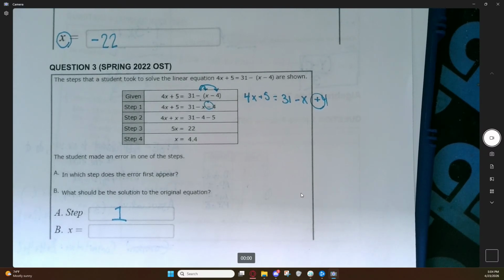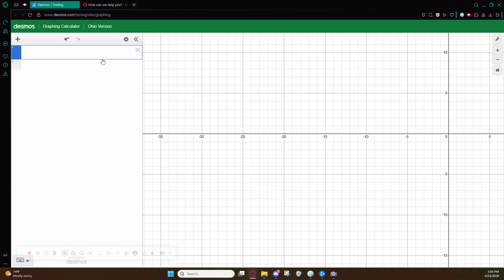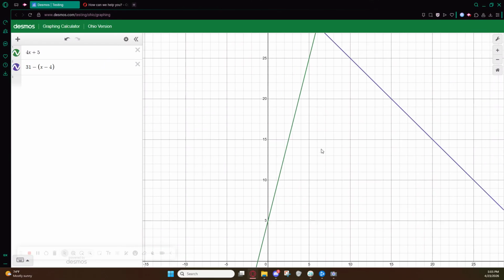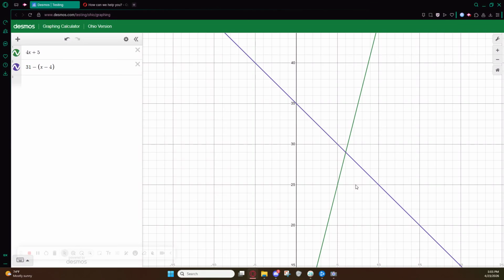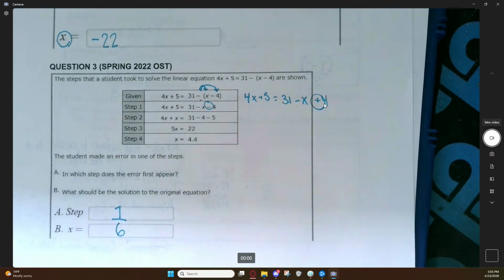So what should be the solution to the original equation? Alrighty, let's see. We're going to once again split it down the middle. 4x plus 5, and then on the next line, 31 minus (x minus 4). You don't have to solve anything. You don't have to change anything. Just put it in exactly as it is. Look for the x value where they cross. Here it is 6. So our answer will be x equals 6.